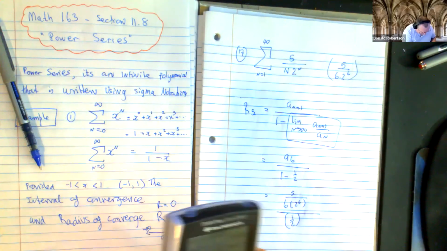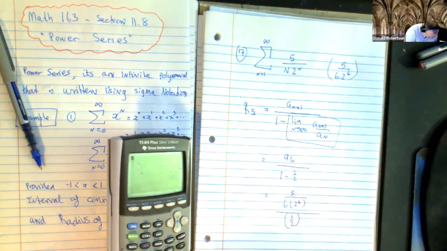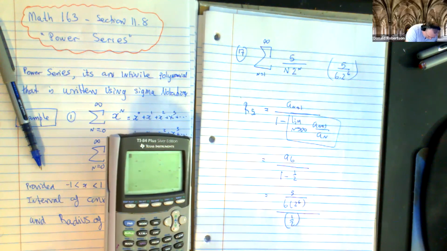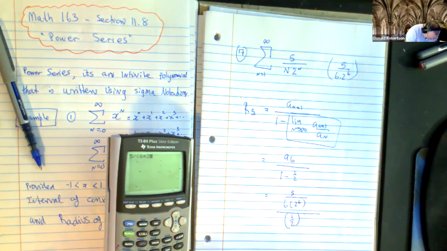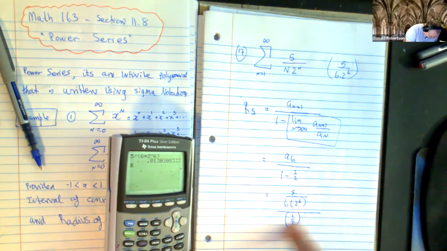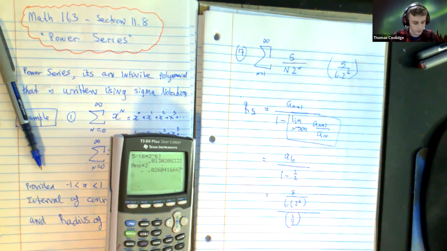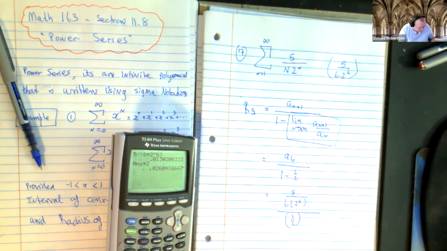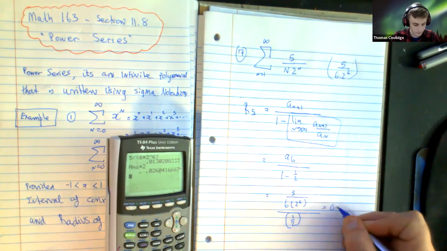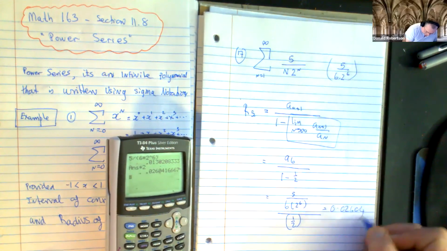And I'll now do the calculation. It's really ugly. So I'm going to do 5 divided by, put a bracket around it, 6 times 2 to the power of 6, close the bracket off. And that's the top bit. And divided by a half is like multiplying by 2. I see where I went wrong. And there you go. That is the correct answer right there: 0.02604, whatever accuracy they want.